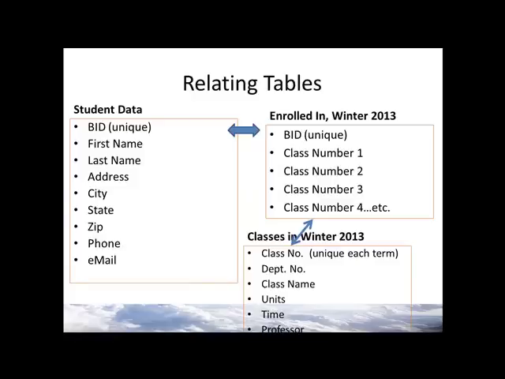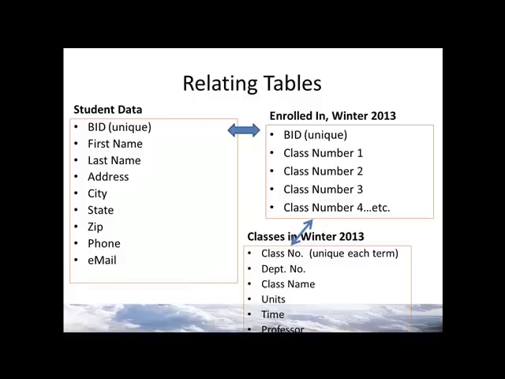I'm not sure what the limit is in real Bronco Direct, but if you took several one-unit PE courses to keep your financial aid, you might end up with many classes. The table classes in winter gives us the characteristics for each class, such as department number, class name, units, time that the class meets, and the professor's name. We can find out what student is enrolled in each course by linking these tables together. We know how they are related because of the unique identifiers in each table, like Bronco ID and class number.